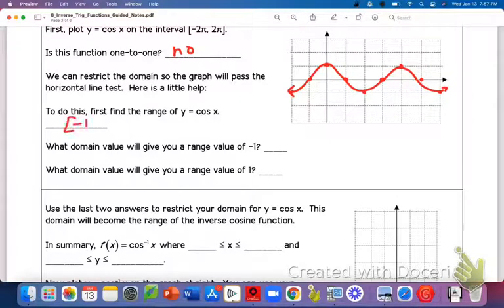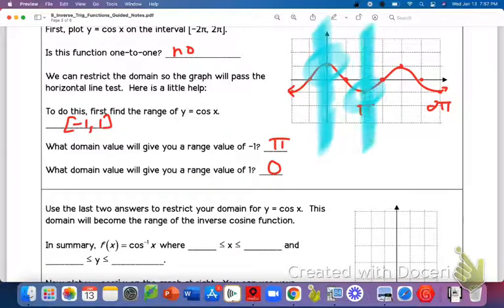So again, what's our range? It's the same as the sine, -1 to +1. So what value are we at -1? Well, I'm at a -1 here. What is that value right there? That's pi, right? This would be at 2 pi. So we're at pi. Where are we at +1? We're at +1 up here at 0. So I'm going to restrict my graph between 0 and pi.